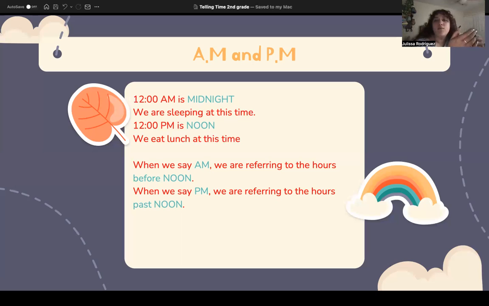And then when we say PM, we're referring to the hours past noon. So noon is 12 p.m. and forward. So there's 12 p.m., 1 p.m., 2 p.m., and so on and so forth.